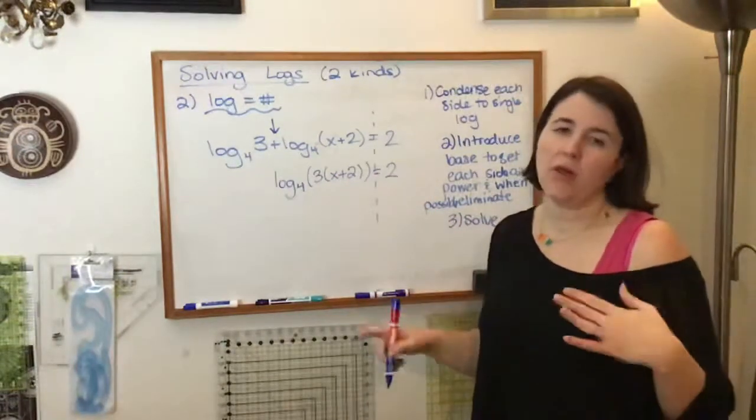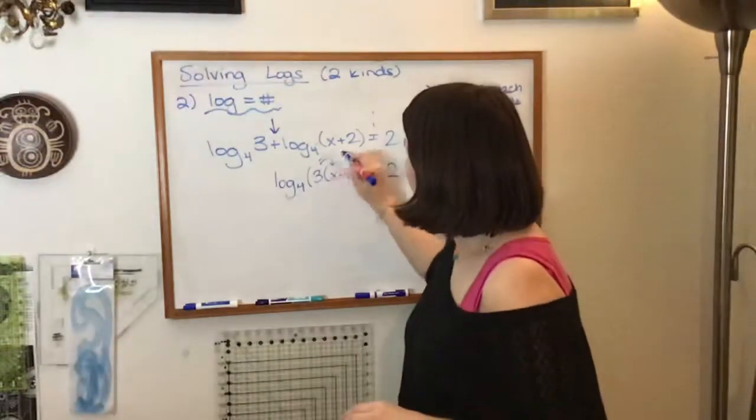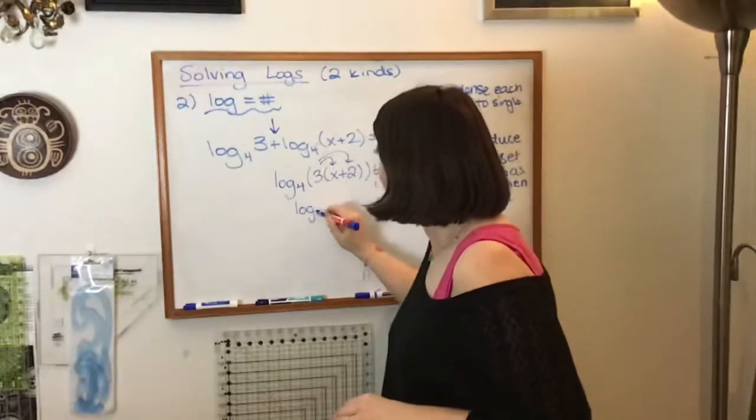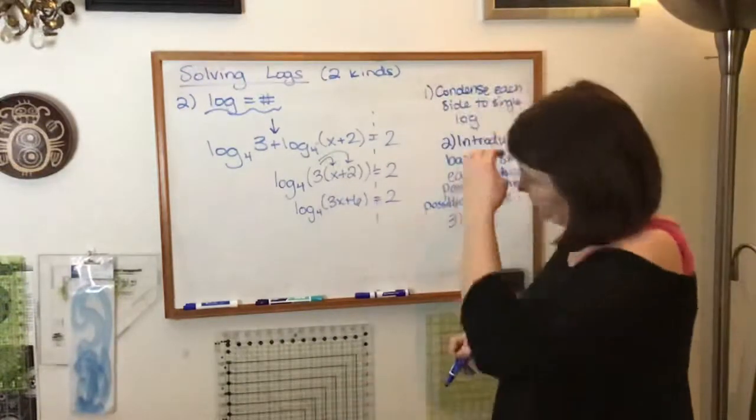Now, I can send that through right now. I can wait to get rid of the log to send it through. It doesn't really make a difference. I'm going to send it through now just so you see it. So now I have log base 4 of 3x plus 6 equals 2.